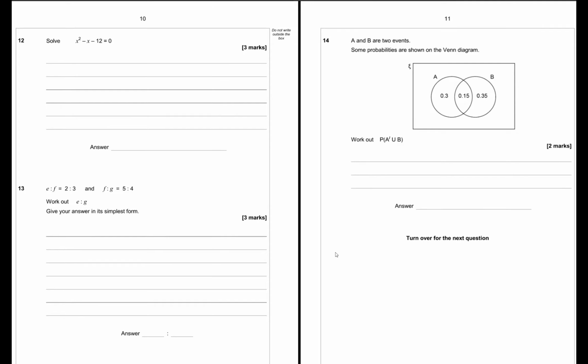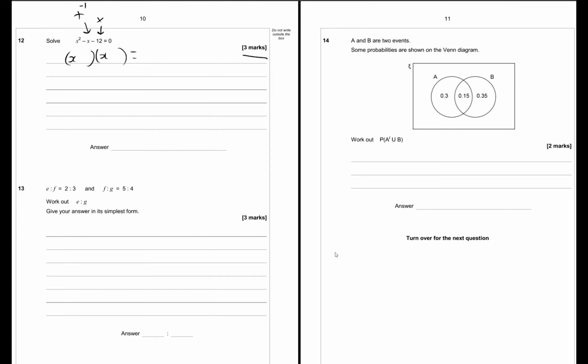Okay, question 12. Solve x squared minus x minus 12 equals 0 for 3 marks. So we're going to factorize, because that's the easiest way to solve a quadratic. So we want to find 2 things that times together to give us 12, and 2 things that add together to give us minus 1, because we've got minus 1x. So what can we think? What times this together to give us 12? So it's going to be x in this bracket, x in this bracket. So what do we need?